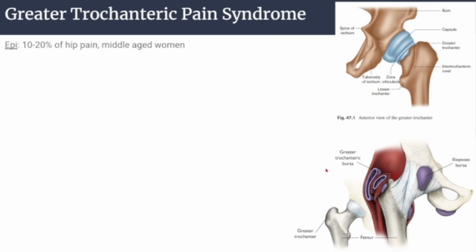Trochanteric pain syndrome, very common, seen in middle-aged women, historically referred to as a bursitis. However, it really is not a bursopathy of any type. Sometimes it is, but much less commonly. More precisely, you call it a tendinopathy.